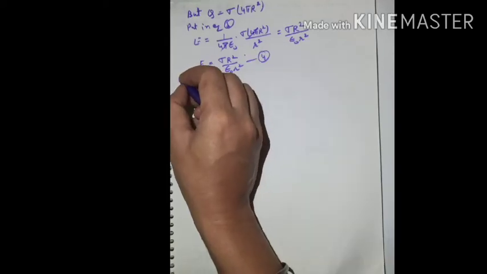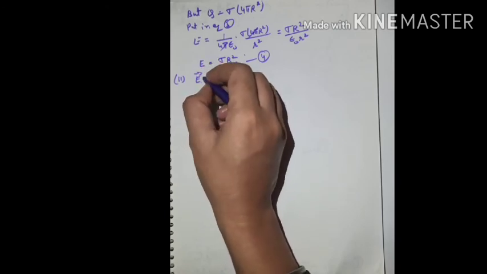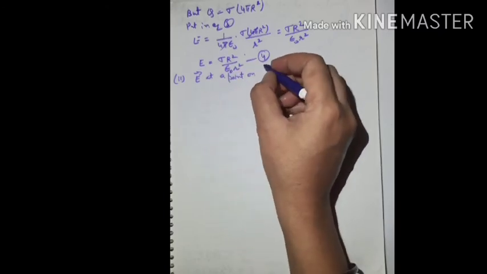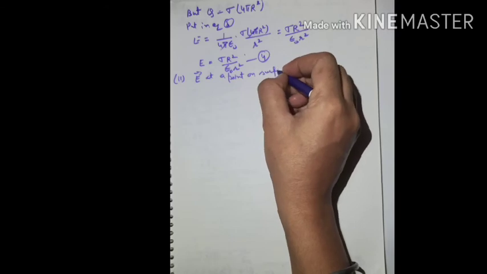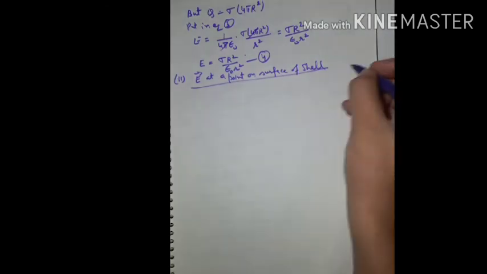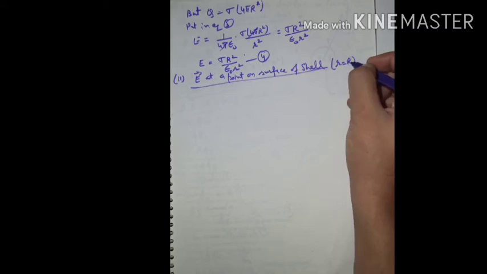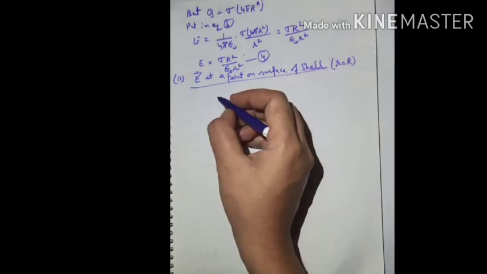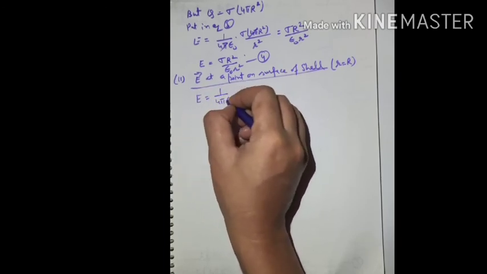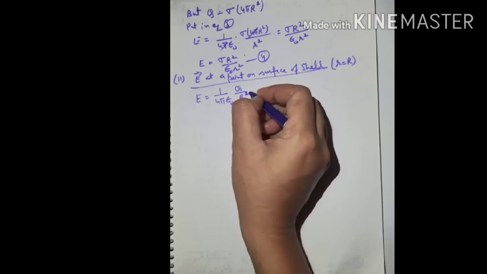Second point is electric field intensity at a point on the surface of the shell. E at a point on the surface of the shell. In this case, small r is equal to capital R, because small r is greater than or equal to capital R. So E is equal to 1 by 4 pi epsilon naught Q by R square. This is the electric field intensity.